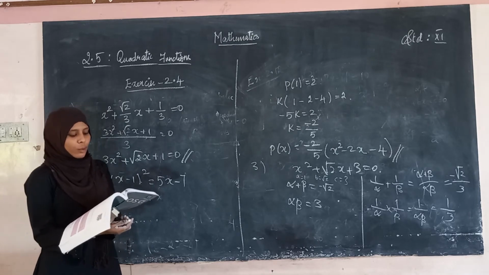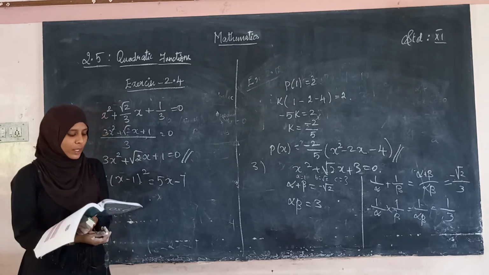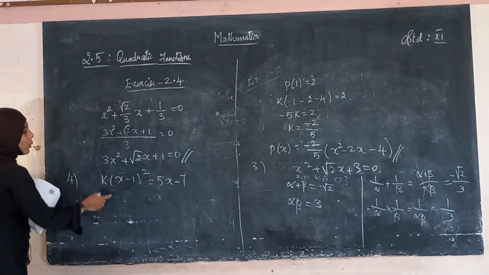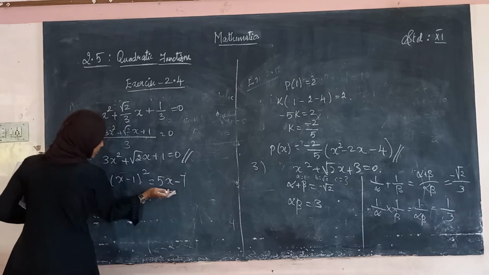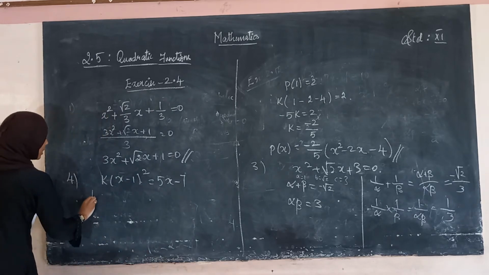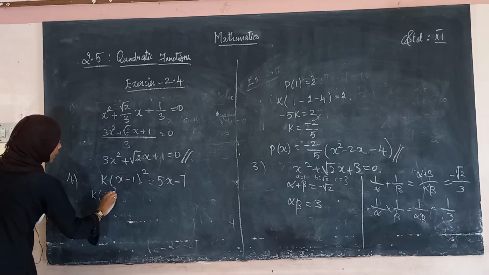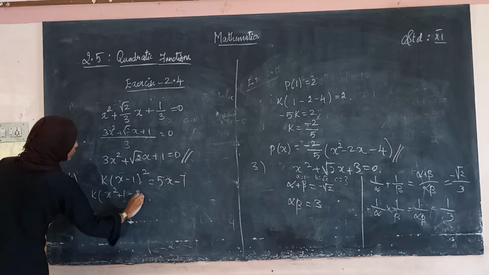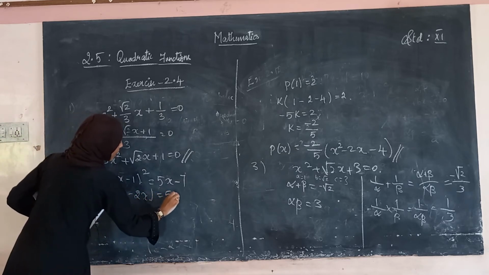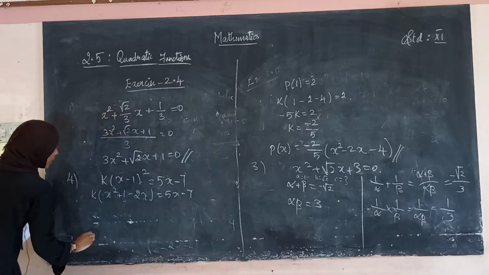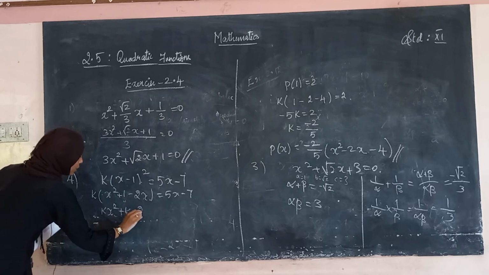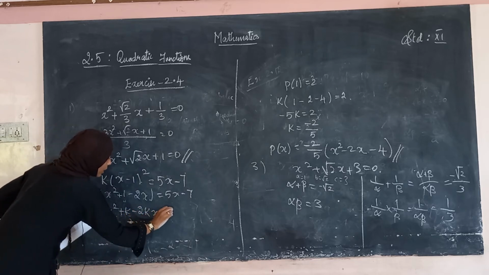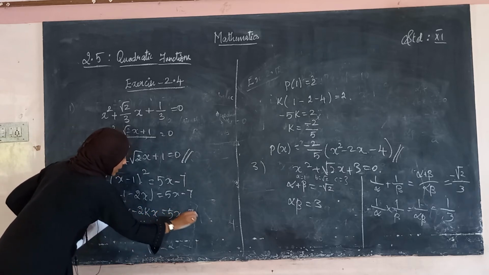Show that k is equal to 2 or k is equal to minus 25. Since it is a quadratic equation, first let us find this. Now let us simplify this. So k into, expand this, x square plus 1 minus 2x is equal to 5x minus 7. K into x square plus k minus 2kx is equal to 5x minus 7.